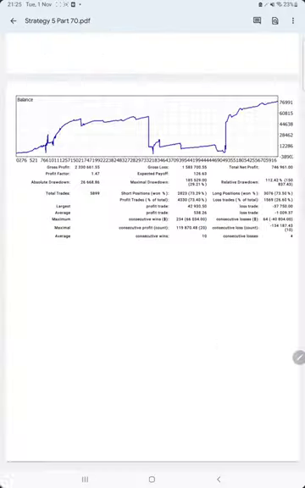The next thing we have is the trading account statistics from the statement. Here is a graph, constantly it is growing. The profit factor is 1.47. The total number of trades is 5899.